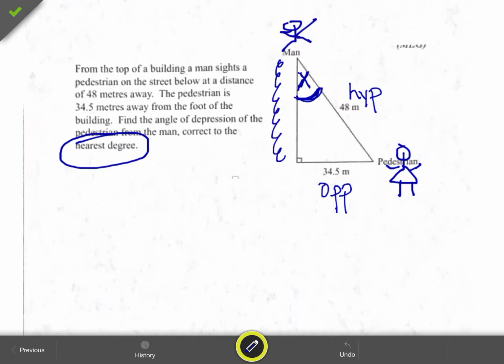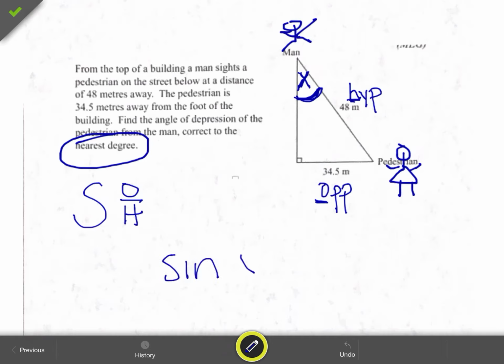We're not going to label this. They didn't say anything about how tall the building is or how high up the building the guy is, so we're not even going to mark that. There's no numbers on it. We don't need it. So what trig function has those two pieces? SOH CAH TOA. It would be your SOH. There's your O, there's your H. Opposite, hypotenuse. So that means it's going to be sine.